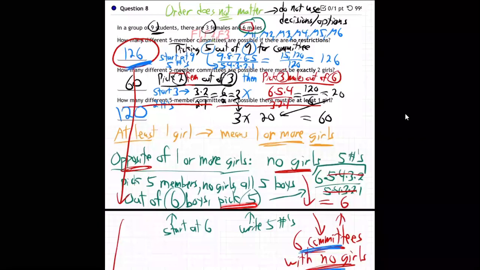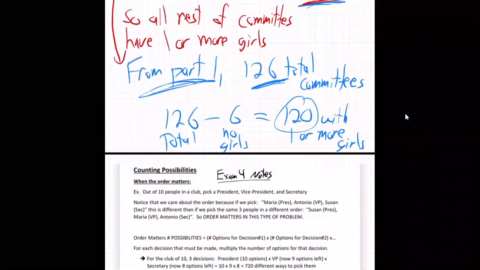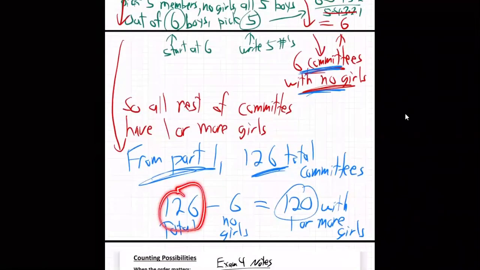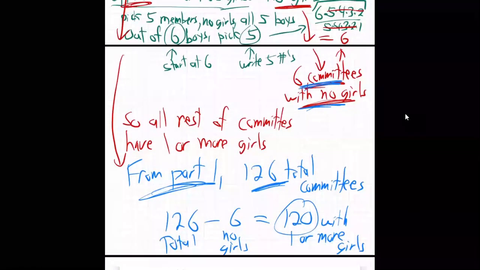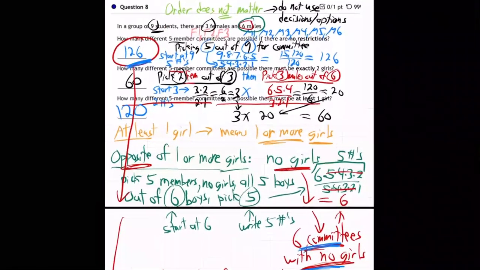For the whole committee of 5, make them all males. So that means start at 6, write 5 numbers, over 5 on down to 1. Cancel all that out. That's just 6. That means there's 6 different committees that are all guys, no girls. So then grab your answer from part 1, 126 total committees. 6 of them have no girls, they're just all guys. Subtract that. That means 120 of them have 1 or more girls. So that's pretty hard. There we go.